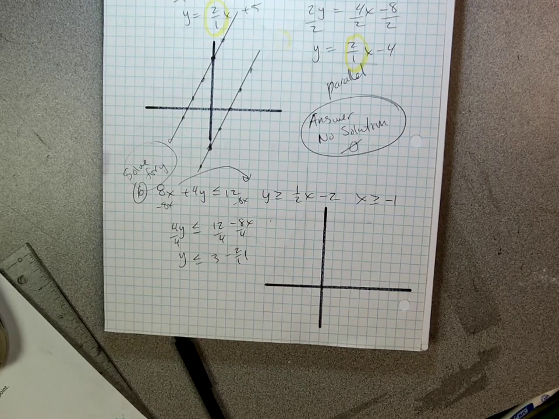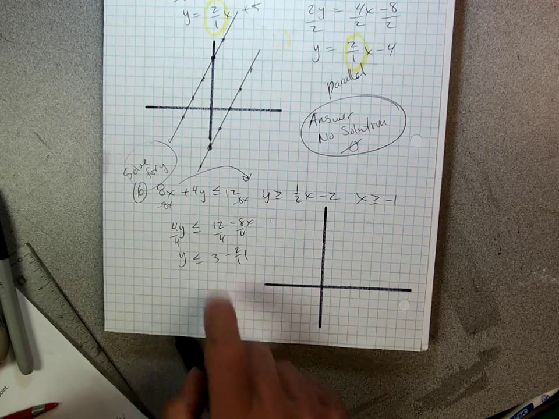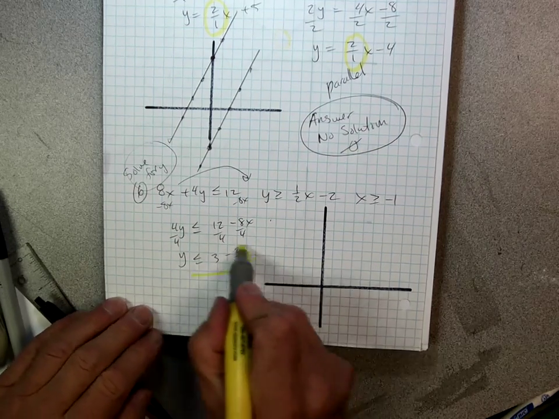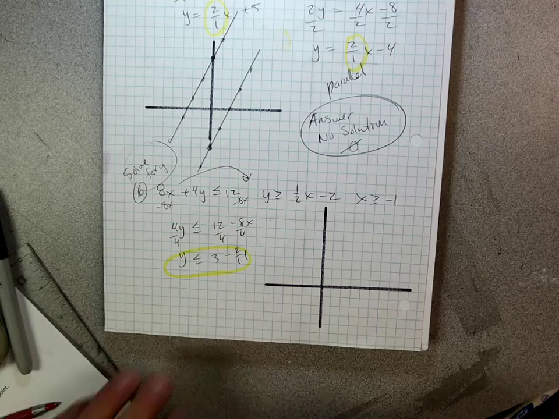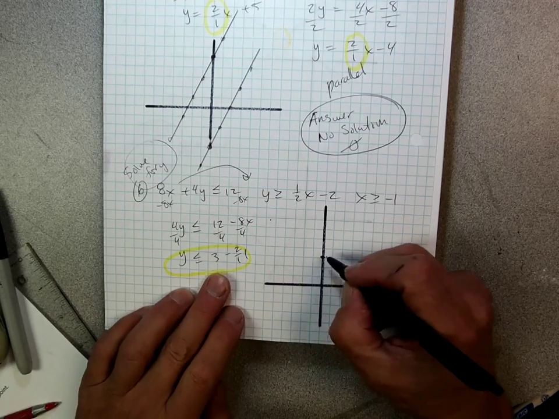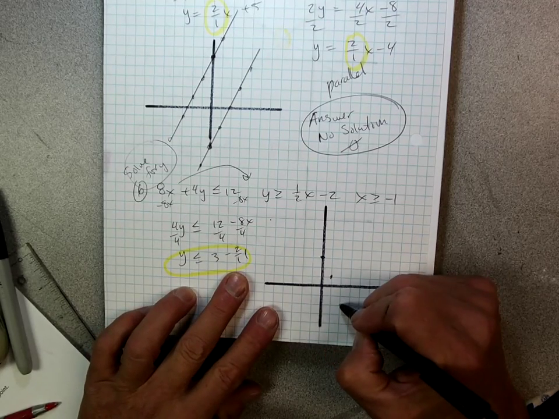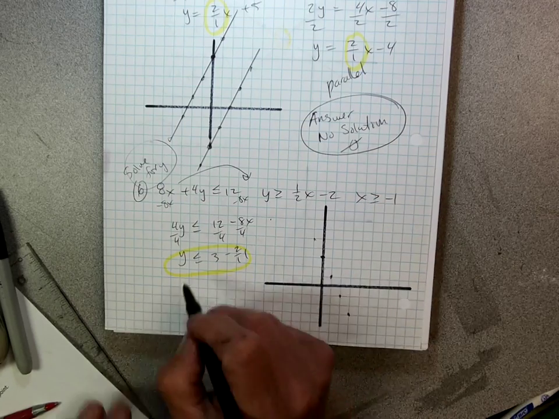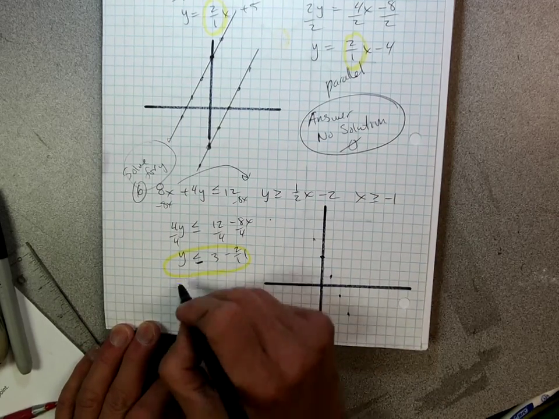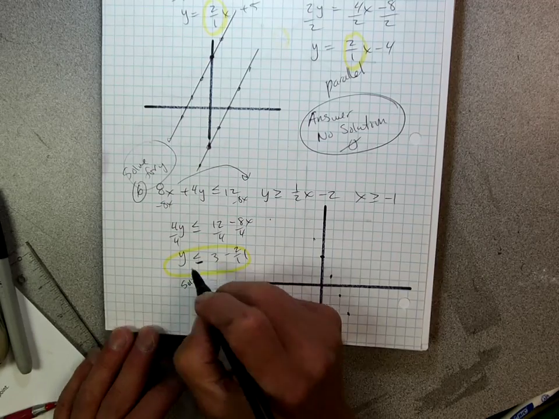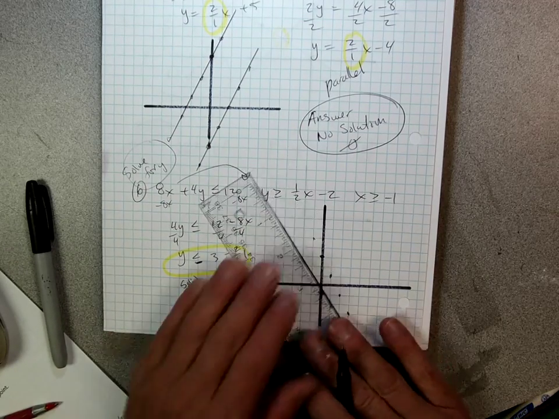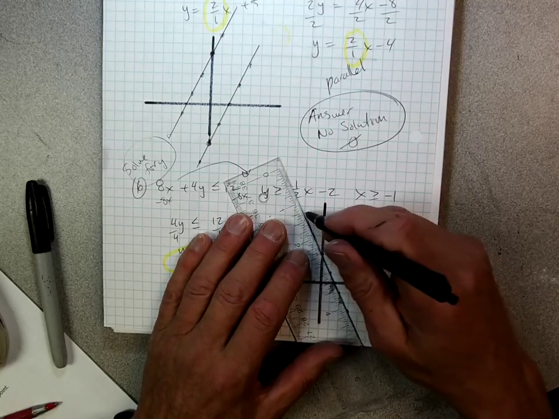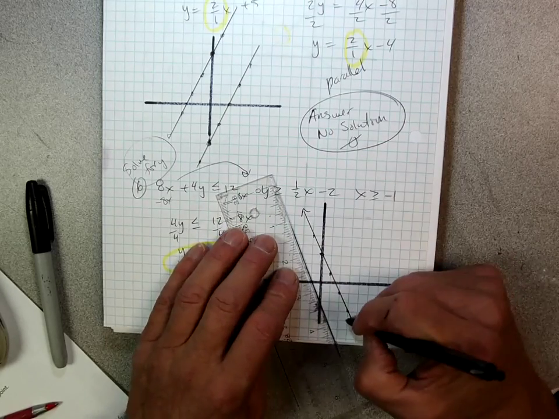So, let me do this one in yellow so you can see it. So start at 3. 1, 2, 3. I go down 2 over 1, down 2 over 1. It's going to be a solid line because of the equal sign. Solid line. Graph that in there. There you go.